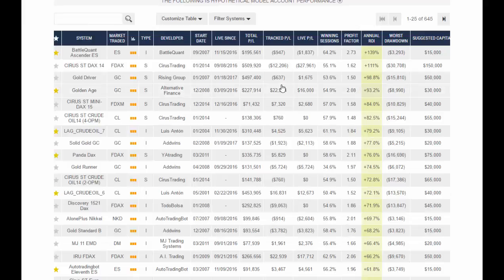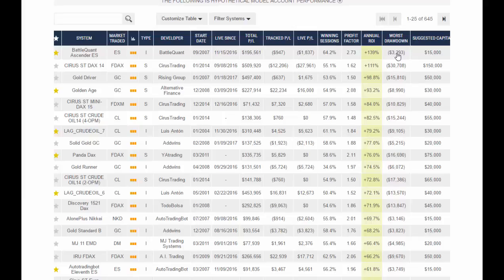Now they all appear on your screen. Check the Live Since date, so you'll get a sense of how long something has been trading live. The start date might have been several years before it started trading live, but you want to be able to distinguish between the two. And also check worst drawdown against required capital.